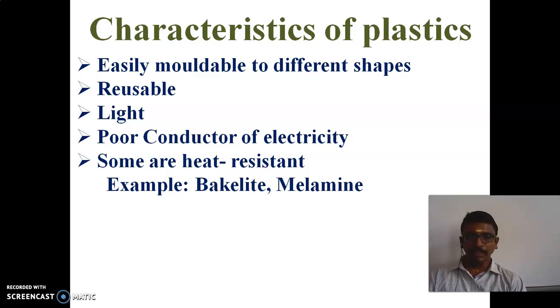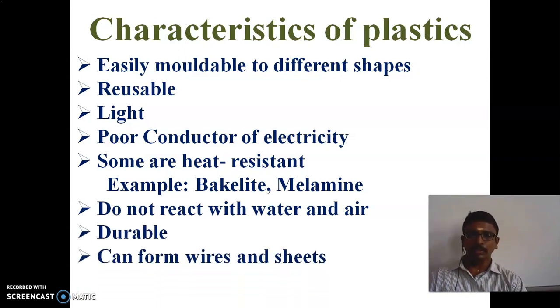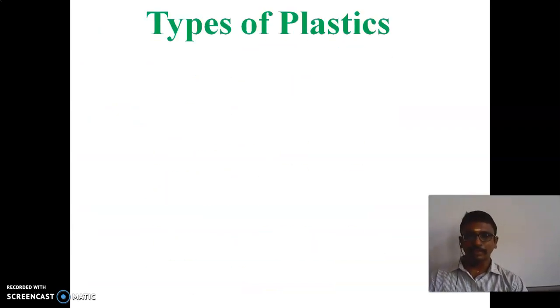The examples for that are Bakelite and Melamine. It does not react with water and air. It is durable, and it can form wires and sheets. It can come in a variety of colors. So these are all the characteristics of plastics.